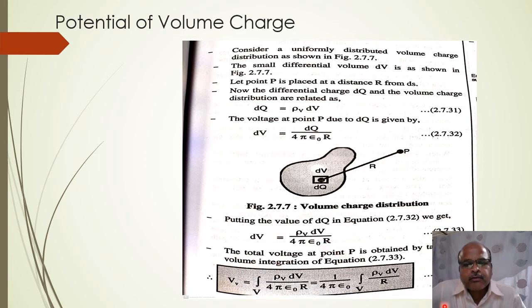The total voltage at point P is obtained by taking the volume integration of the equation. So take the volume integration: V is equal to the integral over volume of rho v dv upon 4 pi epsilon naught r. Take 1 upon 4 pi epsilon outside, then we will solve the integral of rho v dv upon r. So this is the potential of a volume charge.